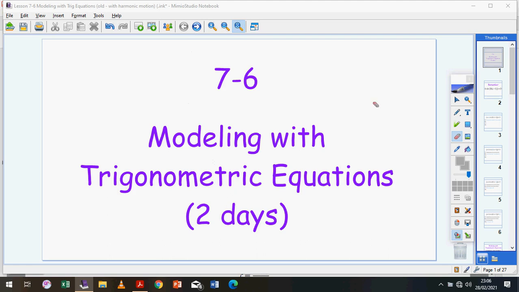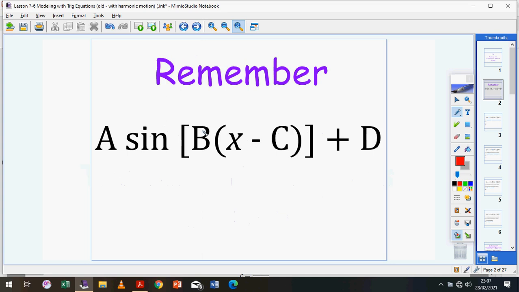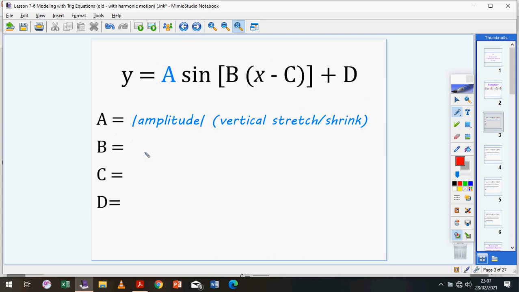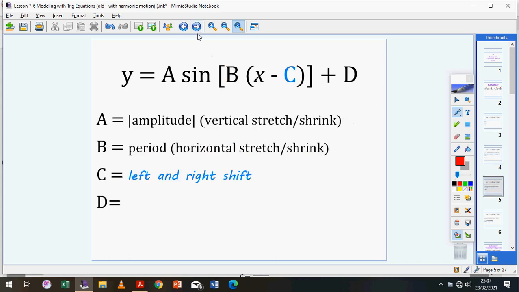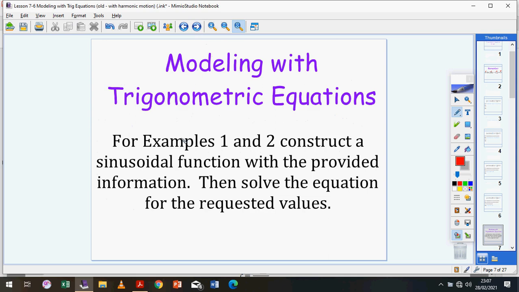Hope you're well. So we'll finish off this unit with looking at how trig equations can be used to model real-life situations. Before we start, just a reminder that this is the general form of a trig function. It could be a sine or a cosine, but remember what these terms mean. A is the amplitude, B is the period, C is the left and right shift, D is up and down.